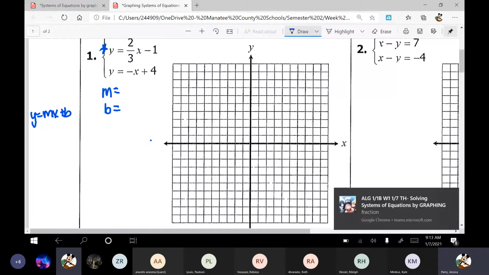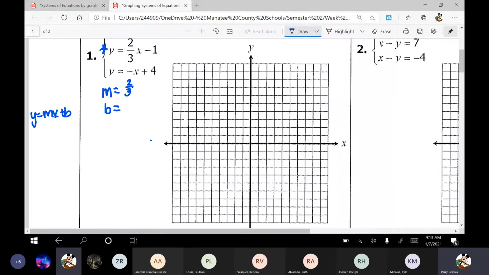Awesome, I see the 2/3, fraction, 2/3, that is correct. Same spot as m is your 2/3. So that means the same spot as b, what is b? That is -1. And then from there, we can start graphing it.